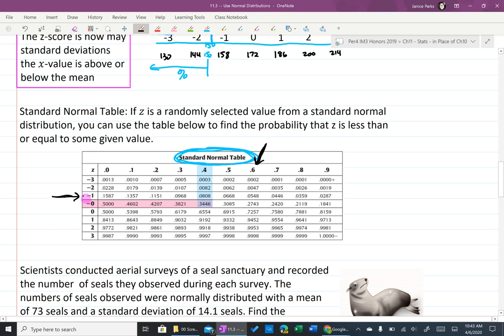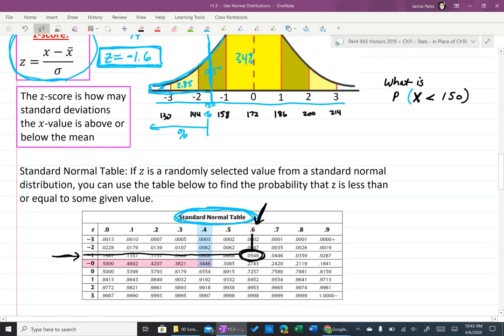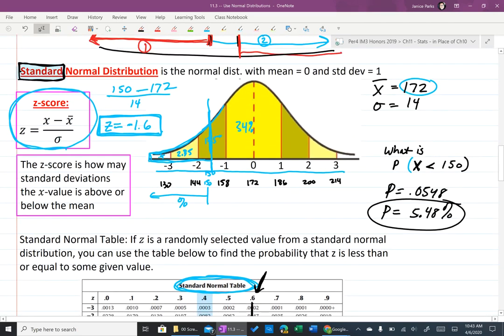Okay, so negative 1.6. So we're here. I said 7% or 7.5%. I was a little bit off. The probability is equal to 0.0548. I like to look at it as a percentage, so 5.48% probability that they will have a cholesterol that's less than 150.